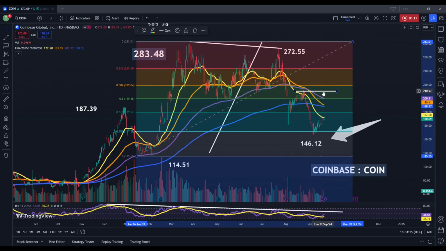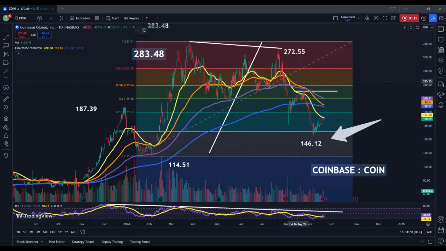We can also point to this area here. Really should have marked this as well. So this is roughly $211. We can just kind of mention that quickly here. So we've got some additional resistance coming in right around 211. Share prices closed most recently just above the 170 mark.